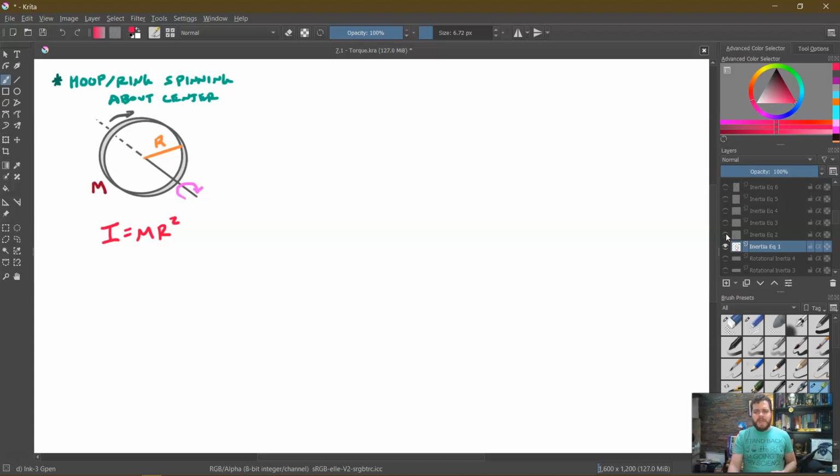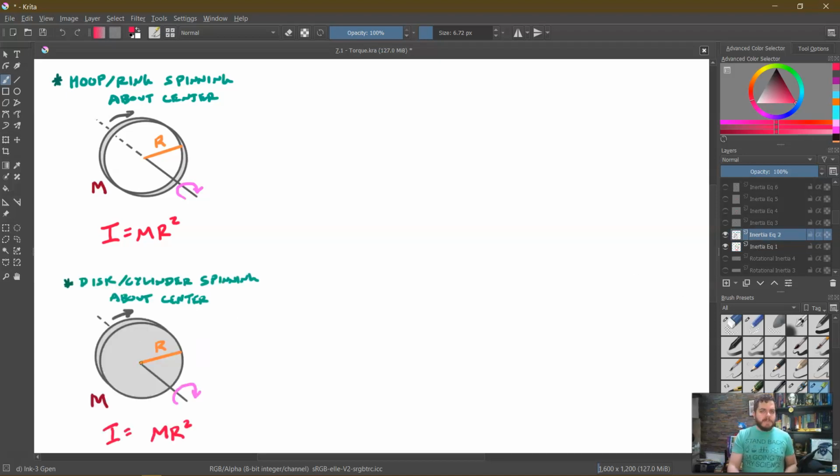And so we're going to now have a disk with the same mass as this ring, but all of the mass has been distributed through it. And so now we have I is equal to, and this is a disk or a cylinder spinning about this axis of rotation in the center, I is now going to be equal to 1/2 mr squared. We have halved that rotational inertia.